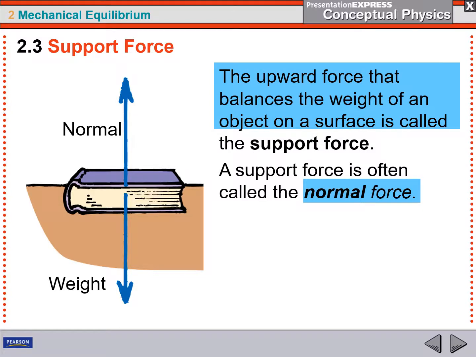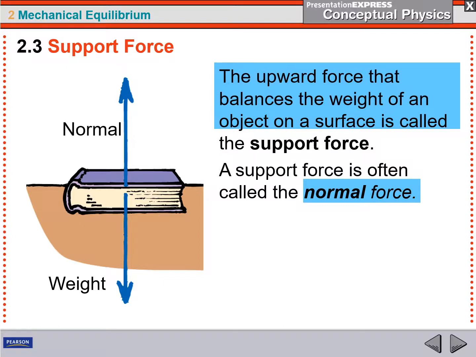Those are synonyms. So the upward force that balances the weight of an object on a surface is called a support force or the normal.